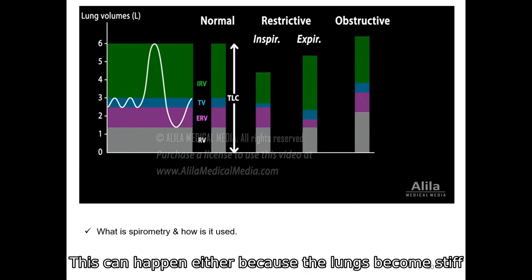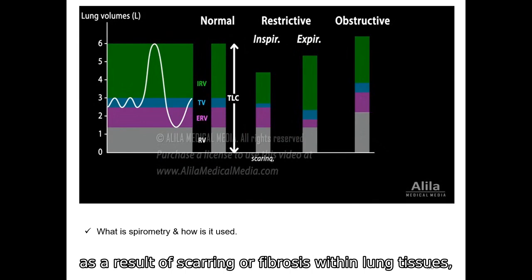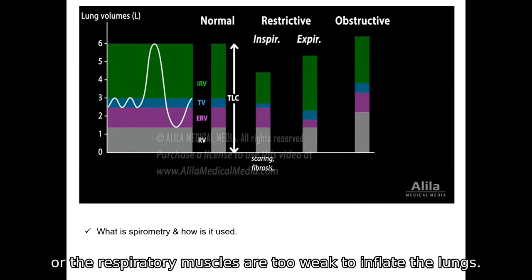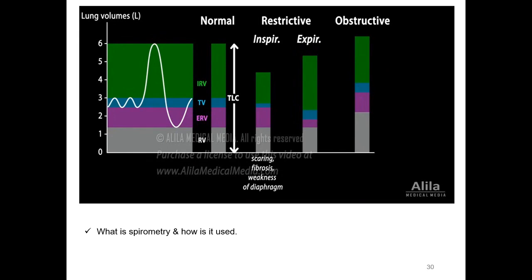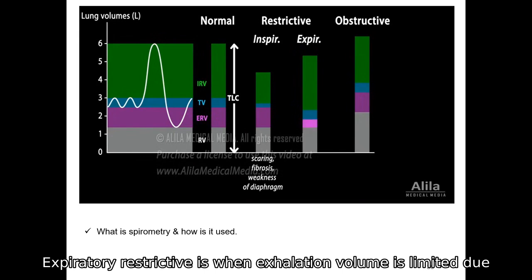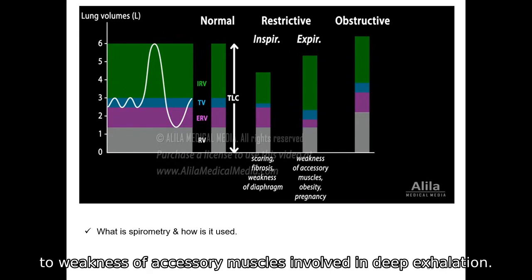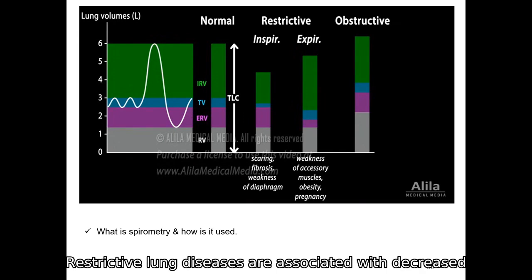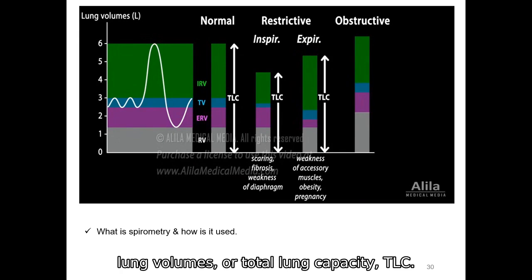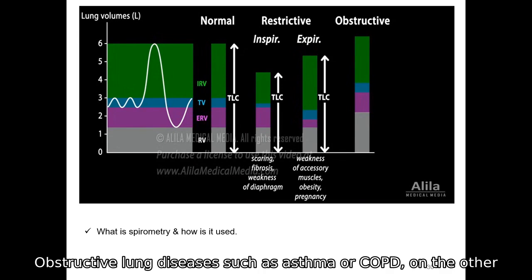This can happen either because the lungs become stiff as a result of scarring or fibrosis within lung tissues, or the respiratory muscles are too weak to inflate the lungs. Expiratory restrictive is when exhalation volume is limited due to weakness of accessory muscles involved in deep exhalation. Restrictive lung diseases are associated with decreased lung volumes, or total lung capacity, TLC.